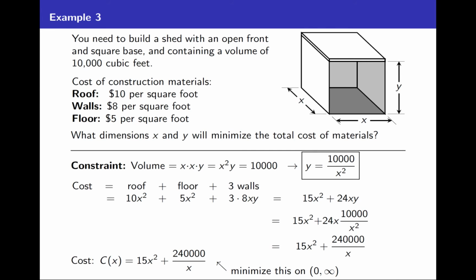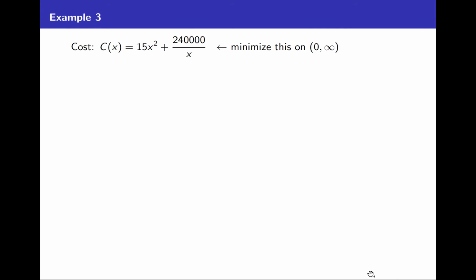So let's do that on the next slide. Summarizing what was just at the bottom, we've got a cost function, C of x equals 15x squared plus 240,000 over x. We want to minimize this on the interval from 0 to infinity.